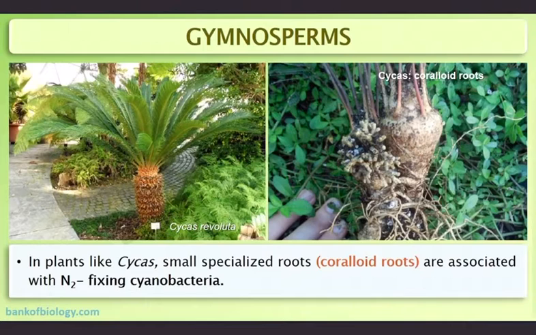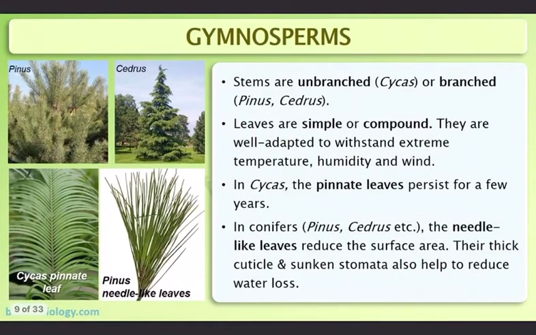Continuing with that, in plants like cycas, which is a beautiful ornamental plant, small roots called coralloid roots are associated with nitrogen fixing cyanobacteria. So here it is not fungus, it is blue-green algae. Blue-green algae are associated with the coralloid roots of the cycas, a gymnosperm.